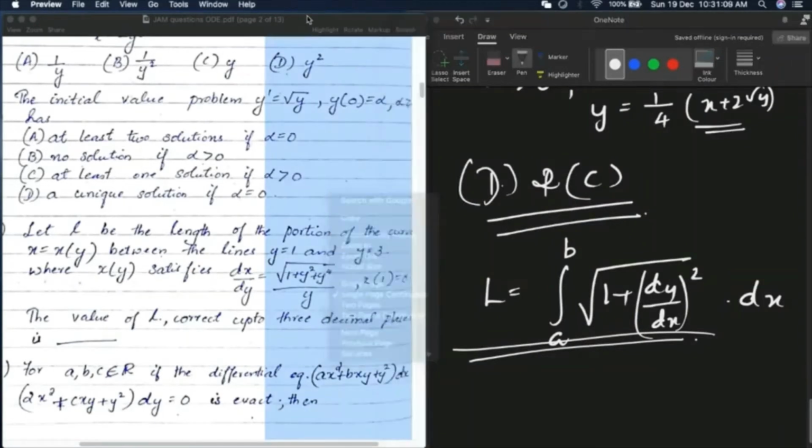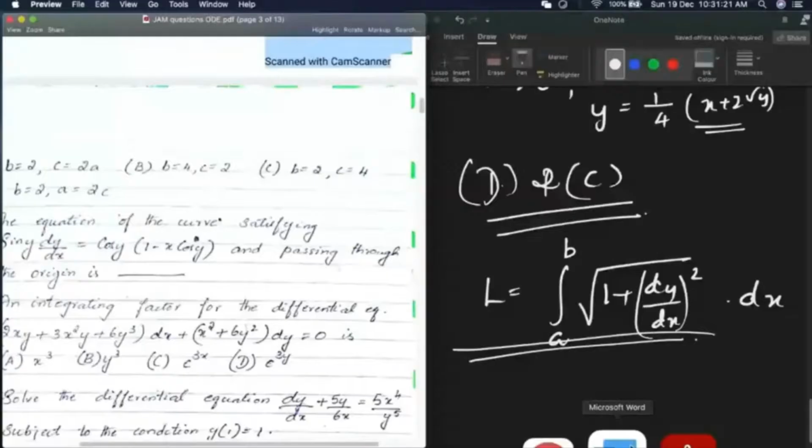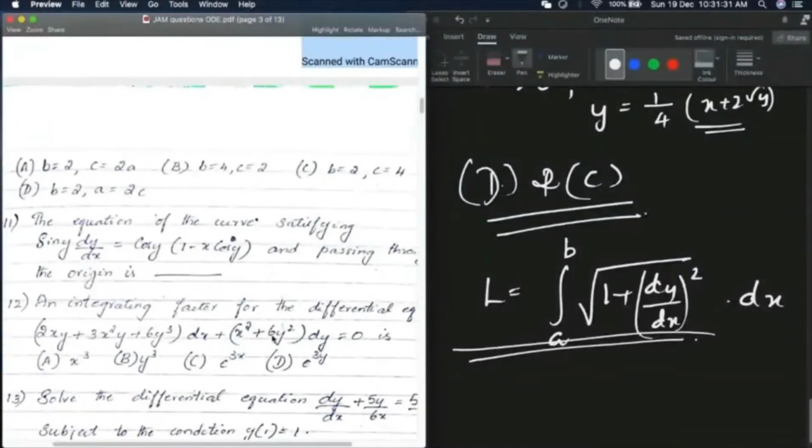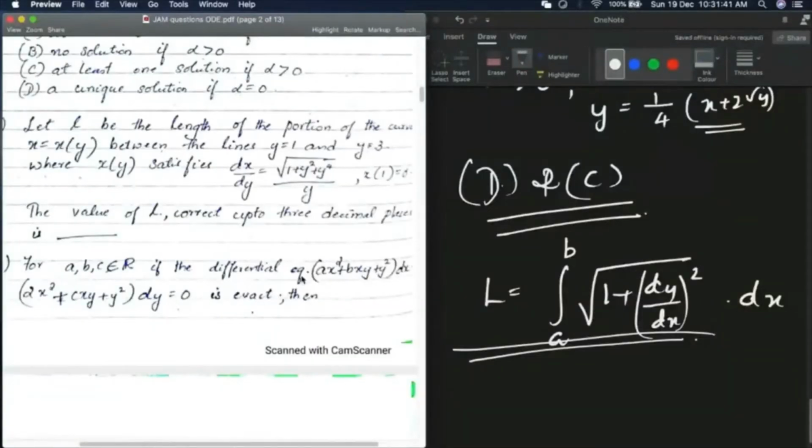So here you are asked to find the value of L actually. So the next problem is to find the value of L correct up to 3 decimal places. So you have numerical entries also in JAM. One question, this is of that type.